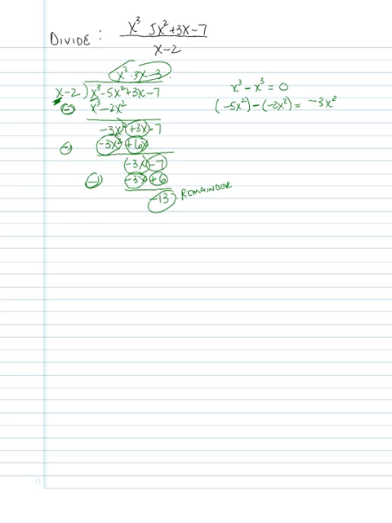This is the quotient. And so what did we say we would write this as? The quotient, x squared minus 3x minus 3, plus a fraction. And the fraction is the remainder divided by the original divisor, x minus 2. So that's how we could write the result of that division.